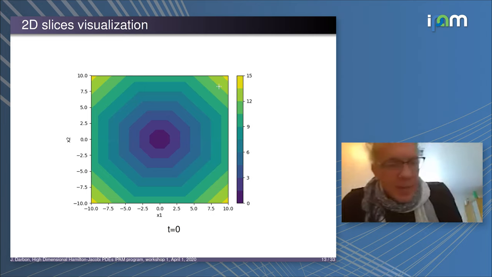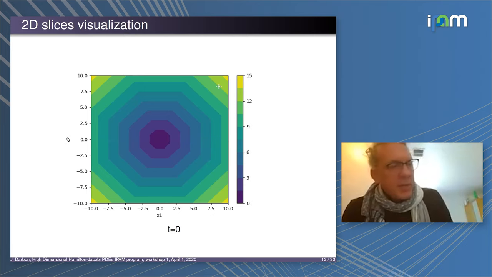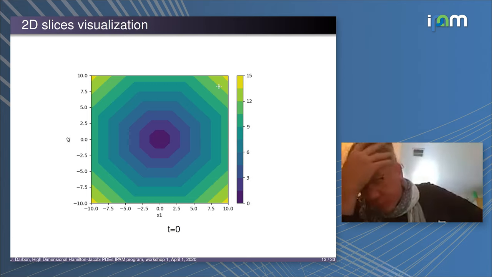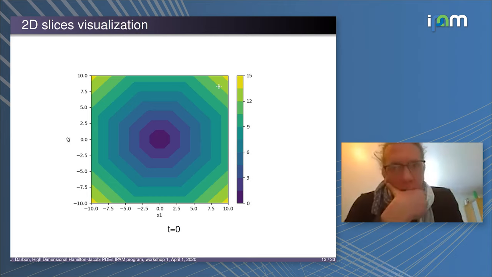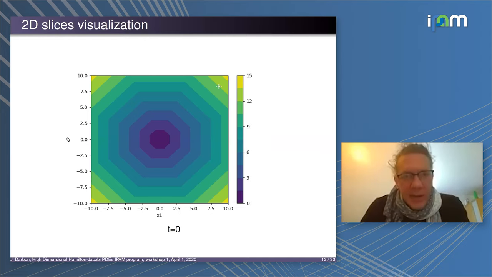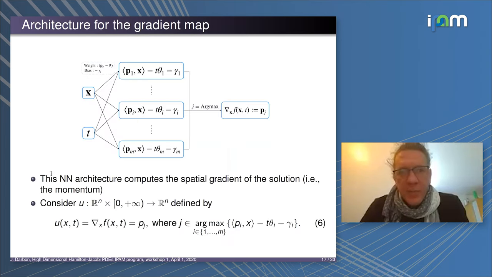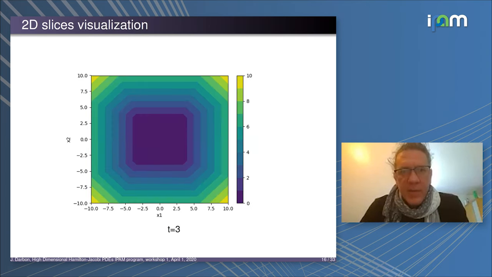So to implement this, it is only a few lines in TensorFlow or in PyTorch. Essentially, it's about 15 lines. And then you can visualize the solution by running the neural network. So here, I took the previous example, N is 8, and I represent a 2D slice of the solution for the first two variables, x1 and x2. And then you see the evolution of those when time evolves.